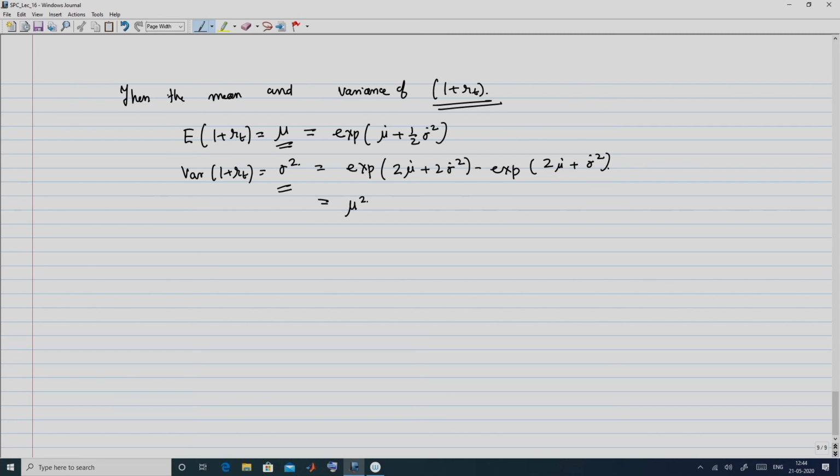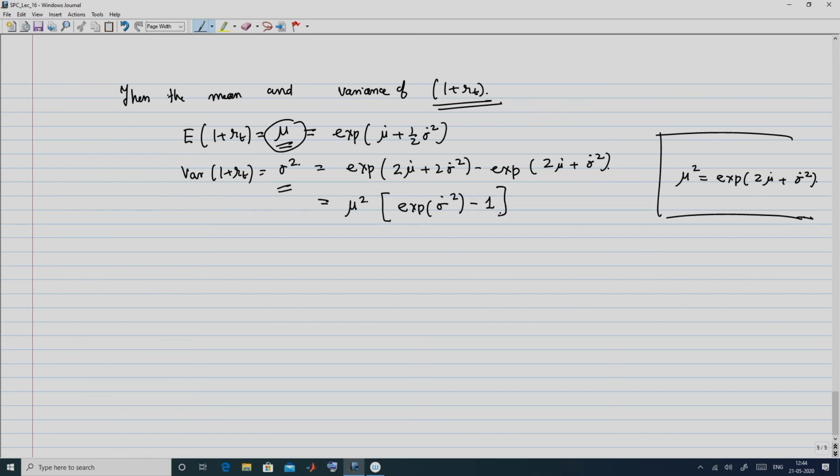Now, this will be given by mu square. Mu square, you would recall, is simply going to be equal to exponential of twice mu dot plus sigma dot square. So, I am just making use of that here. I am taking out this factor, and all I am left with now is exponential of sigma dot square minus 1. Also, the median of 1 plus r t is exponential of mu dot, and the mode of 1 plus r t is exponential of mu dot minus sigma dot square.